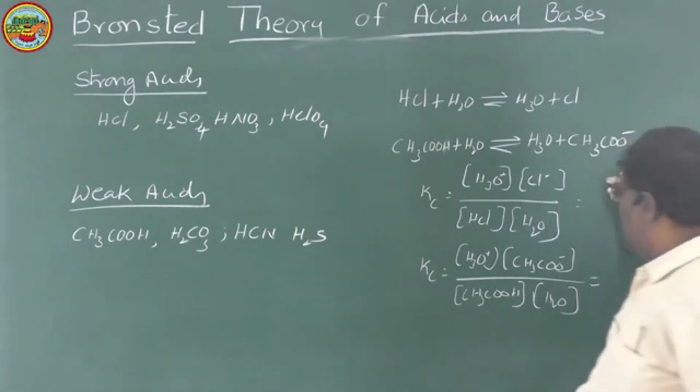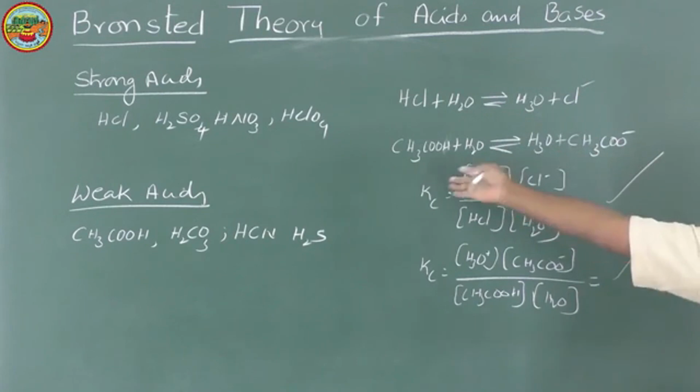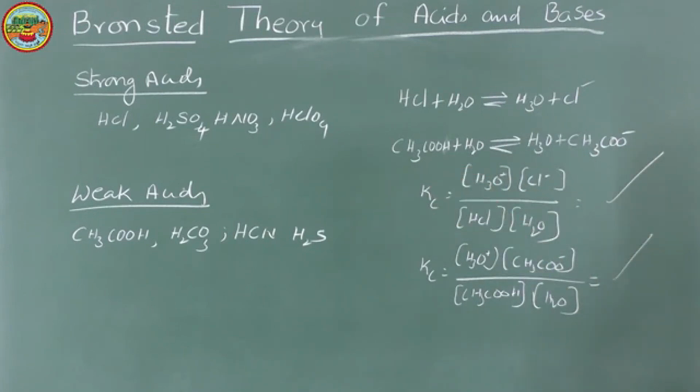If we observe these two equations, you will have a maximum Kc value for this and a minimum Kc value for this. The minimum Kc value for this is because here the concentration of these ions is very less when compared to the concentration of these. That means here the forward reaction is more prominent, whereas here the backward reaction is more prominent.